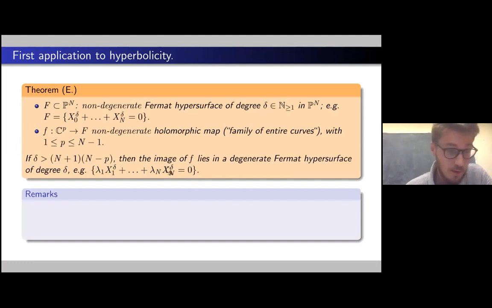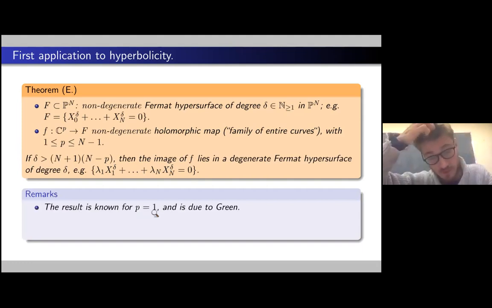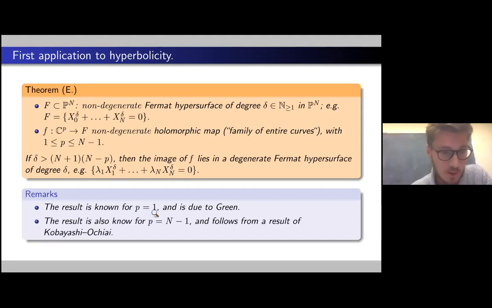So, remarks. This result is known for p equal to 1; it is due to Green and it uses Nevanlinna theory. And the result is also known for p equal to n-1, and it follows from a result of Kobayashi and Ochiai. But here, for these extremal cases, essentially it does not use the fact that we have a Fermat hypersurface. It's a general theoretic statement, whereas for p equal to 1, it really uses it.